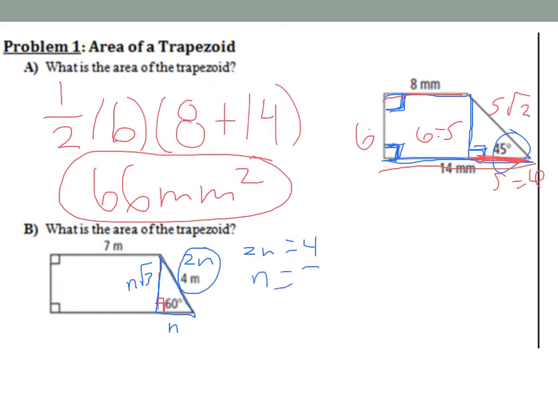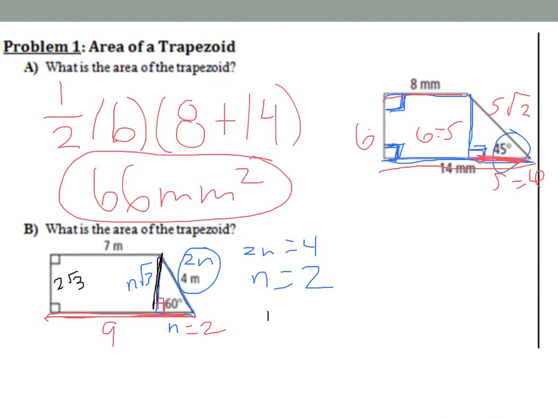n is going to be equal to 2. That's going to help me find two things. It's going to help me figure out what this whole side length is, because since n is equal to 2, this whole thing would be 7 plus 2, because the top base is 7, so that's going to give me 9. And then it's also going to give me my height here. Again, since n is 2, my height would be 2 square root of 3.